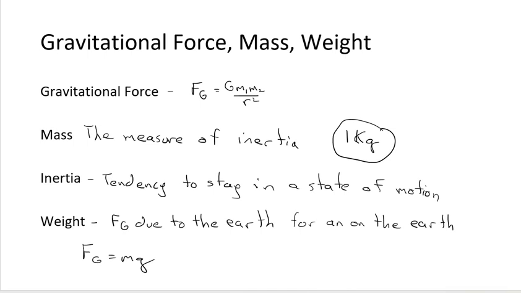So mass is different than weight, right? And we want to keep that in mind. When we say something weighs 3 kilograms, we're already wrong. It doesn't weigh 3 kilograms. It has a mass of 3 kilograms. What it weighs is 3 times 9.8, right? Which is what, 29.4? Whatever it is.